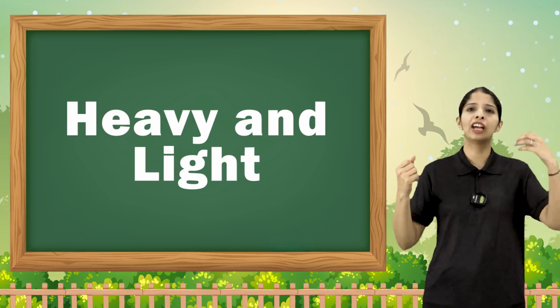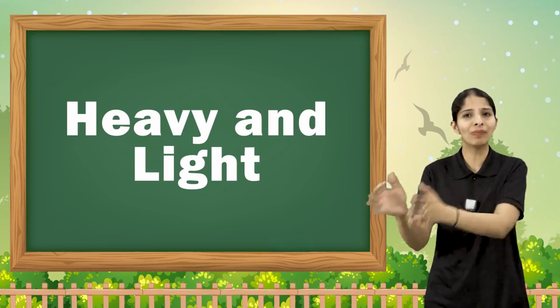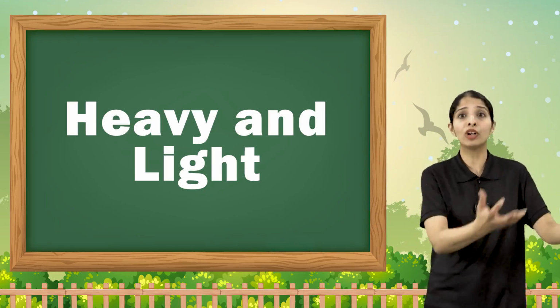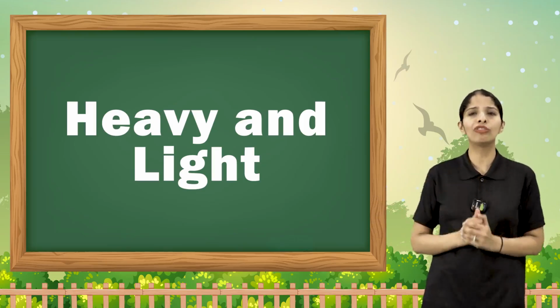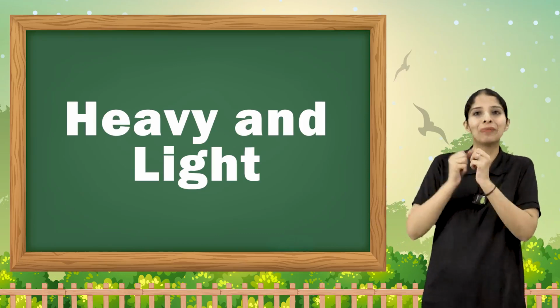How about if there is a cow and there is a rabbit, which can you pick up easily? You can pick up the rabbit easily because it has light weight as compared to the cow. Will you be able to lift the cow easily? No, you will be able to lift the rabbit very easily. So the objects which are light in weight, we can easily pick them up.